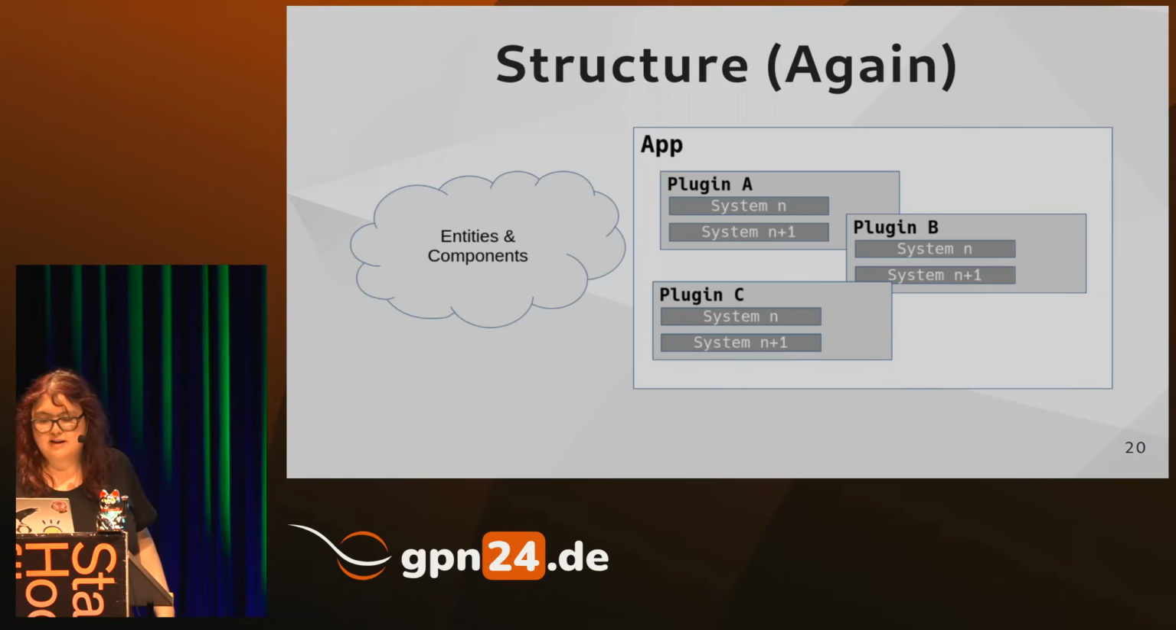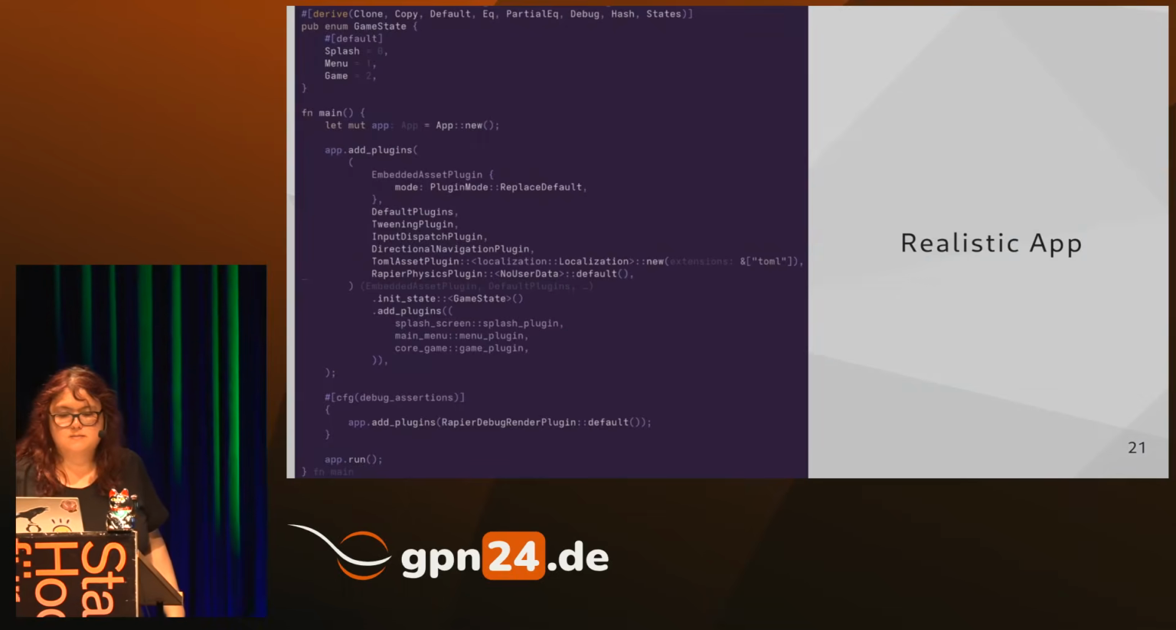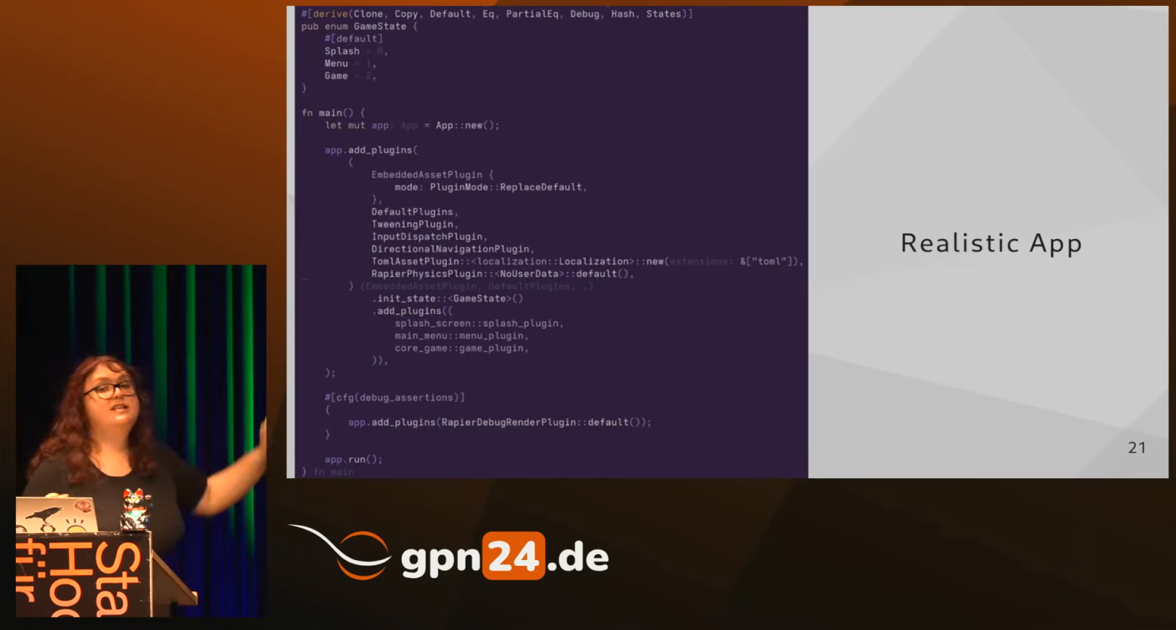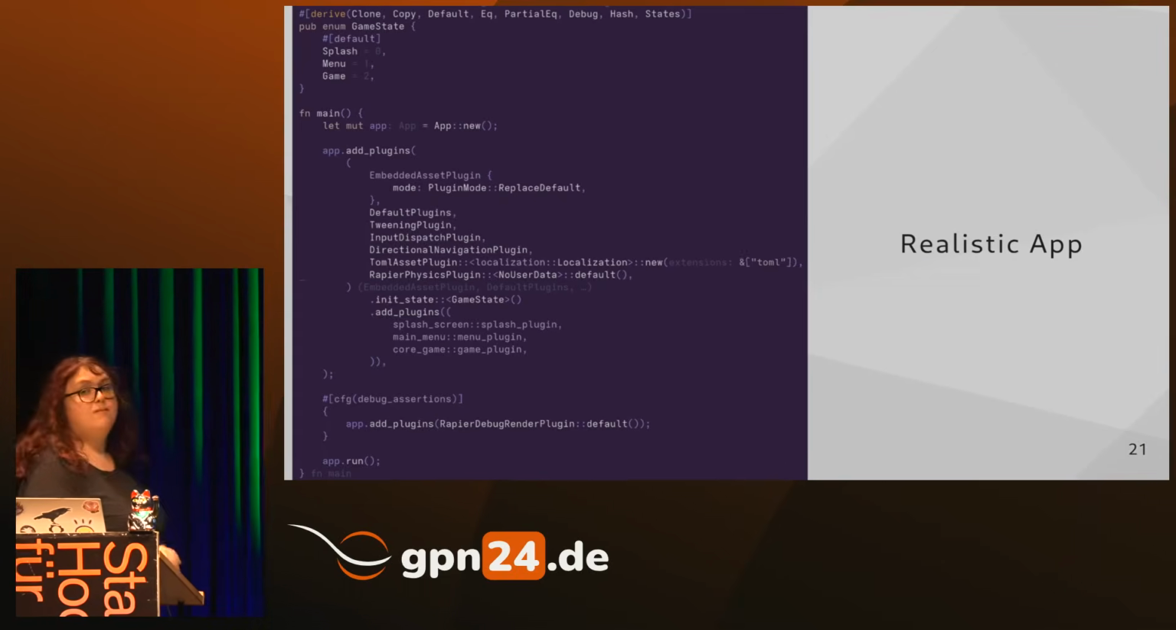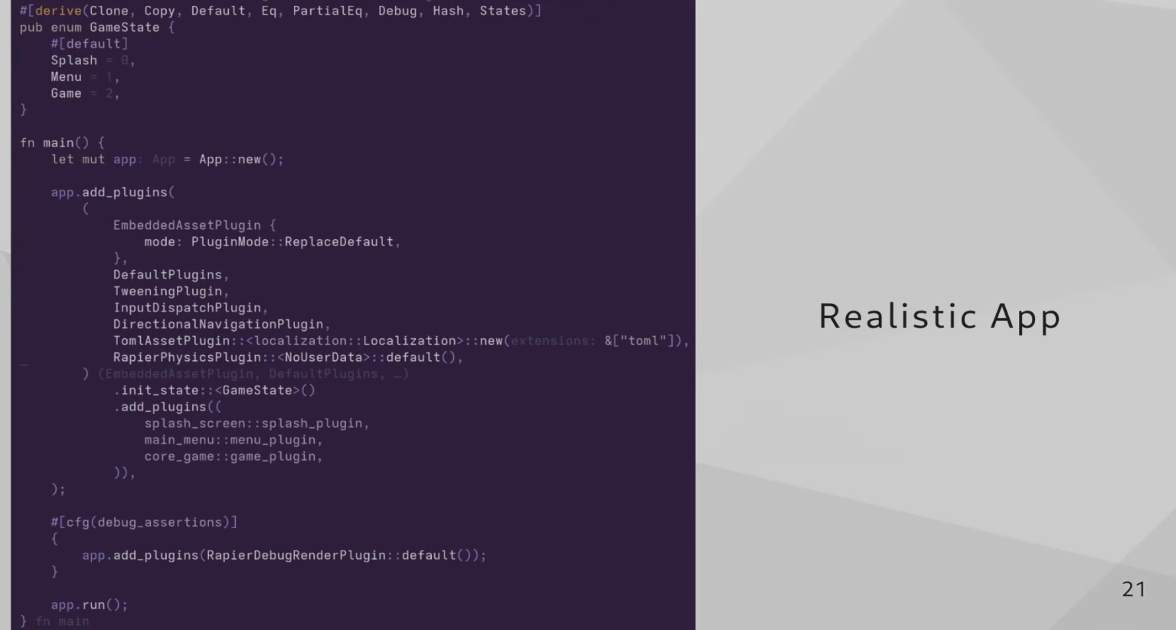So let's talk about that then. Here is a realistic app. This is actually from my game I'm working on. We have our main, and you can see up there at the very top, we have our game state, which is splash screen, menu, and game. In the splash screen, I'm loading some assets really quickly for the main menu. The main menu is where you launch the game or configure things in the game itself.